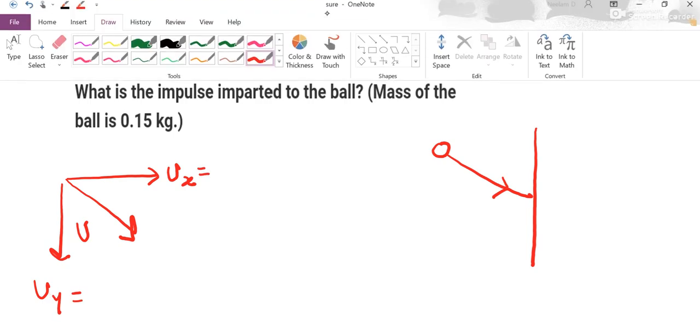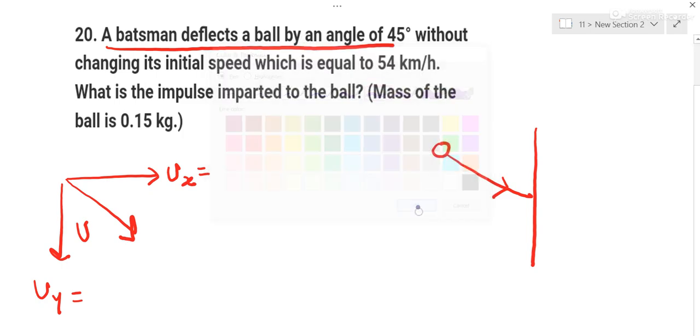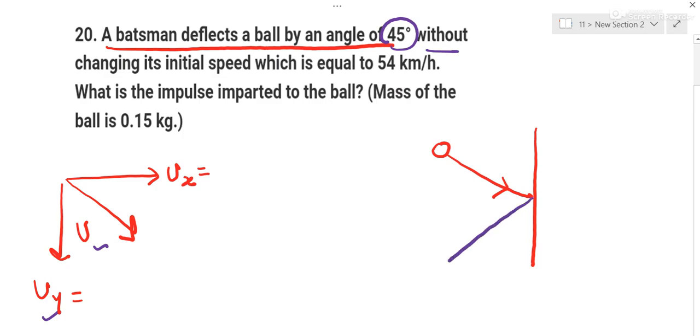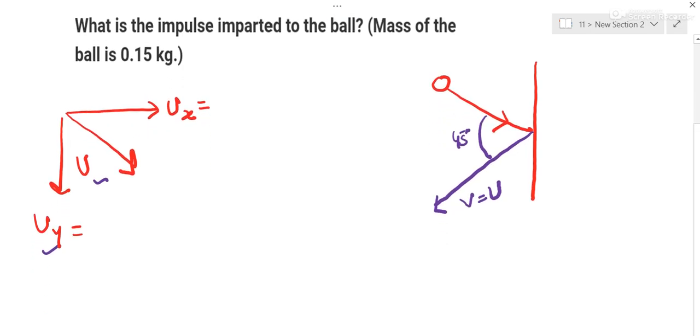So let us see further. It deflects the ball by 45 degrees without changing its initial speed. So please take the initial speed as u. He deflects the ball by 45 degrees, so this is an angle of 45 degrees, and the ball goes like this. This is the final velocity; without changing the speed, v is also u. So this purple line is how the ball goes.